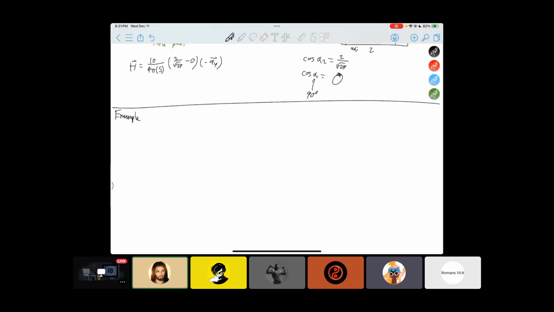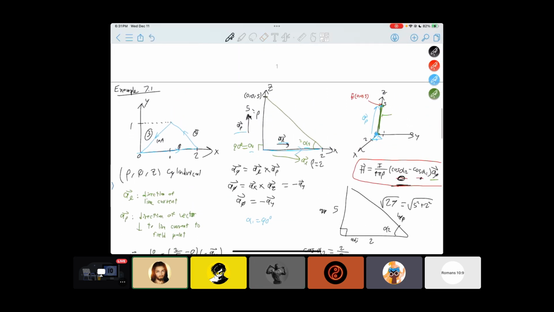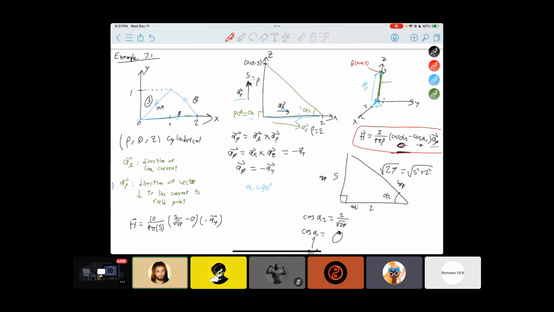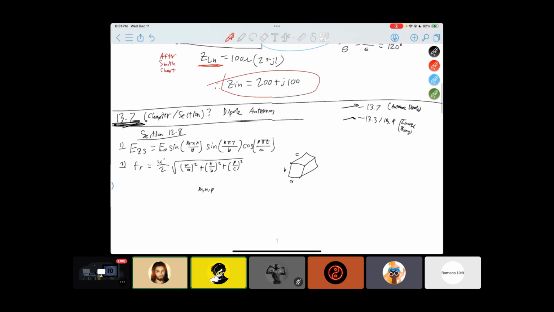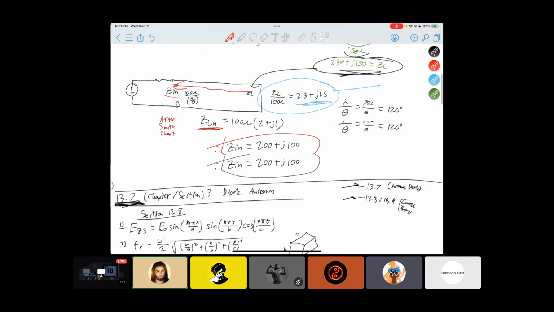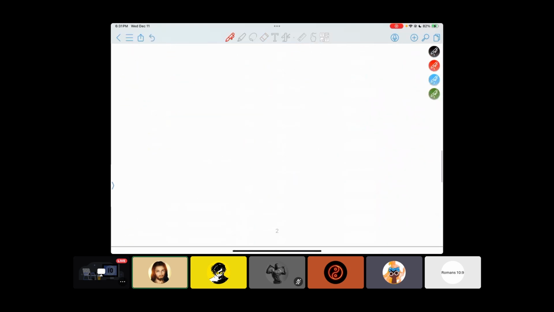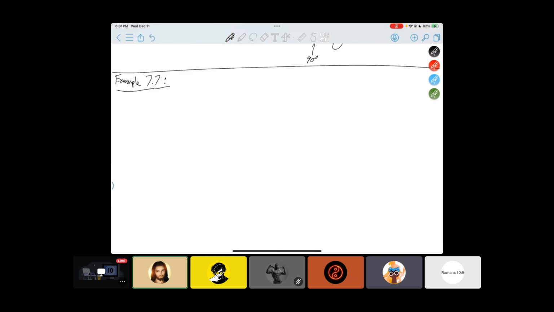So example 7.7. Basically, know your basic Biot-Savart law, just know this thing and you're good for chapter 7 for the most part. You've got this, and then the Smith chart. Now we're going to do this example, which is basically the magnetic scalar and vector potentials. We're doing potentials now, which is nice.